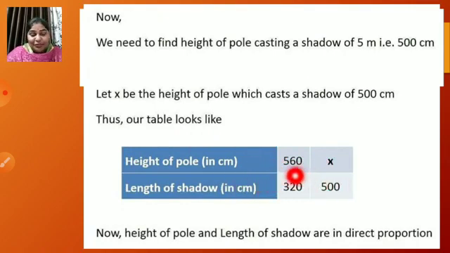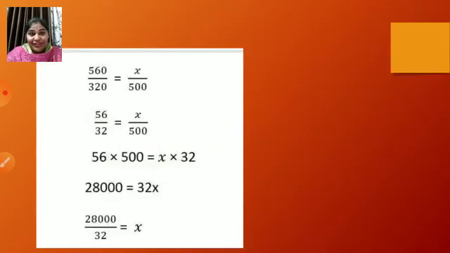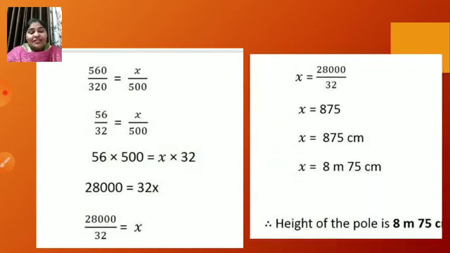Again it will be in the same direct proportion. So it will be 560 upon 320 is equal to x upon 500. Now when x, the unknown value, is in the numerator, children, the rest of the things you have to transpose, which will be very easy. Now here only 500, you will be transposing that side, and x is equal to 28,000 upon 32, which is nothing but equal to 875 centimeters. So 875 centimeters is nothing but 8 meters 75 centimeters. I hope this is clear, children.